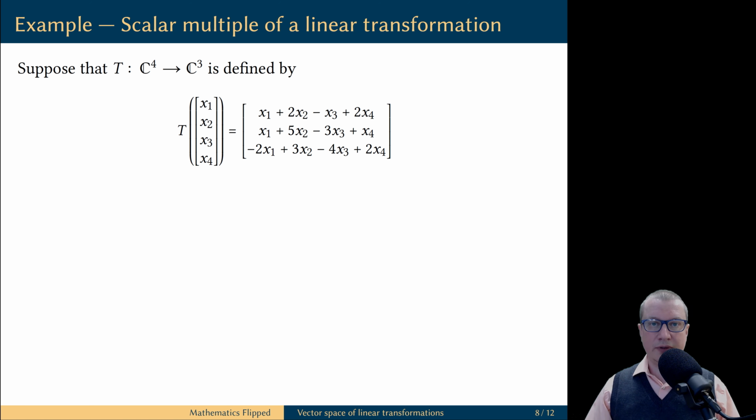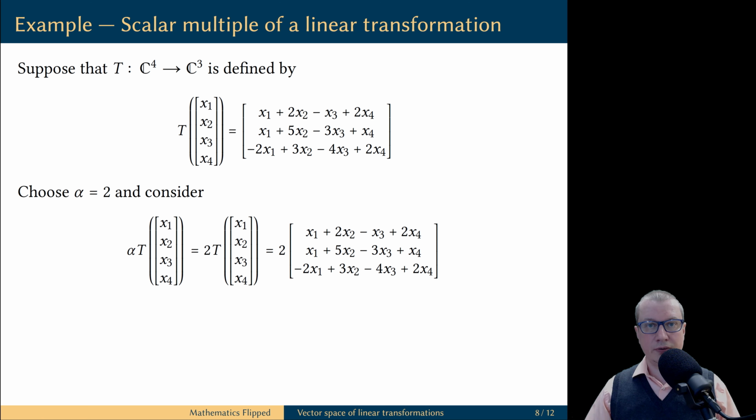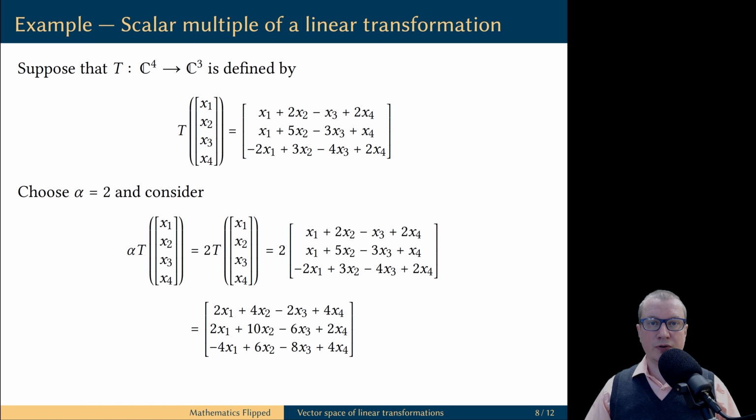Here is an example of this construction. Let's start with the linear transformation T from C4 to C3. Then let's scale this linear transformation by 2. To do this, we simply scale the values of the linear transformation by this scalar 2. This operation is performed in the codomain C3.